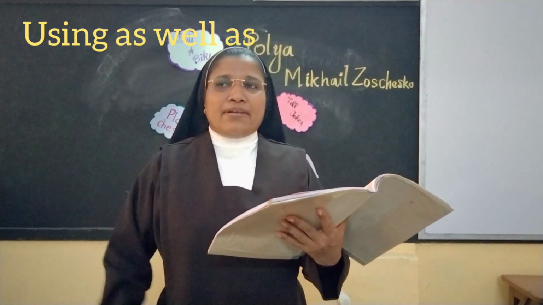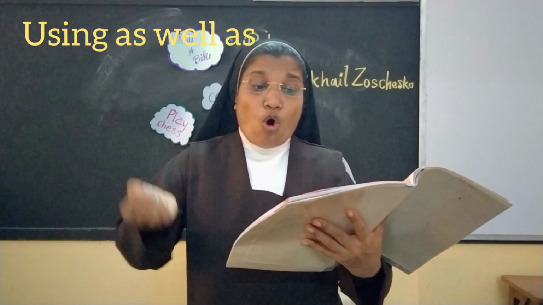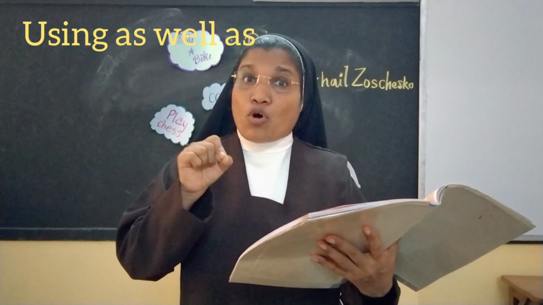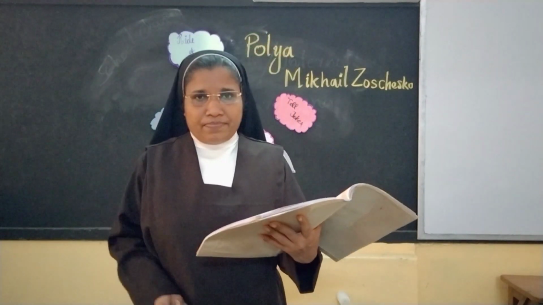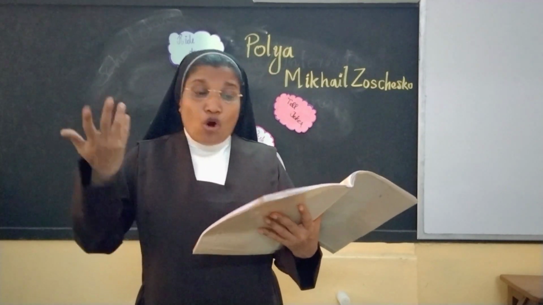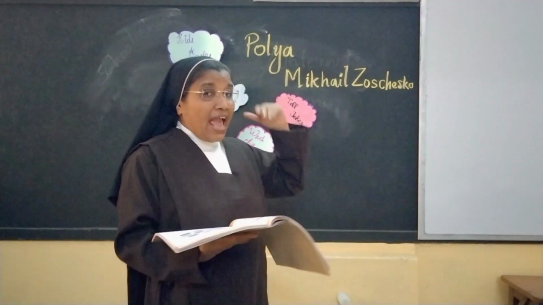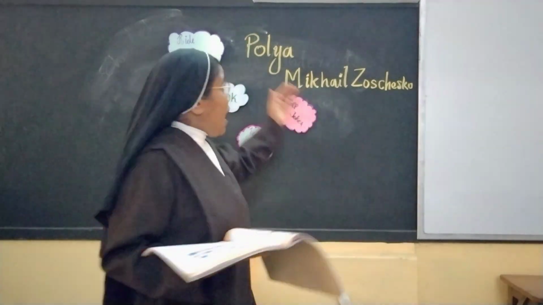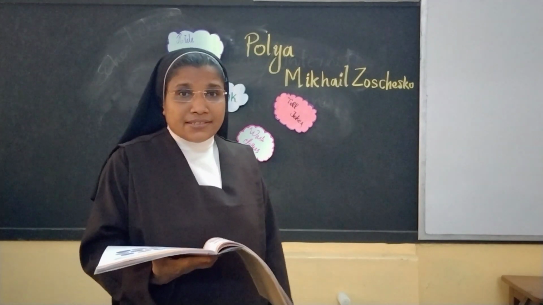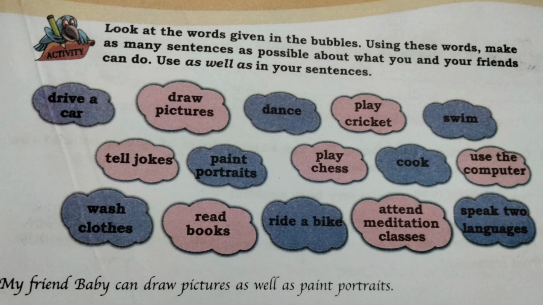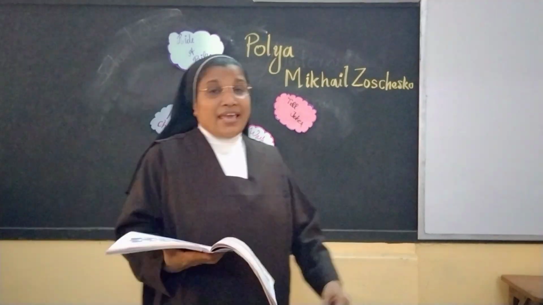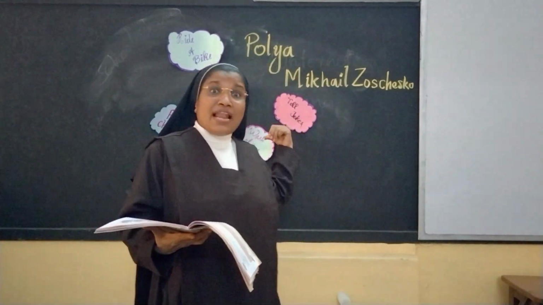So there is an example here. My friend Baby can draw pictures as well as paint portraits. My friend Baby. There you can add your own friend's name. My friend Caitlin can draw pictures as well as paint portraits. Celine Miranda can drive a bicycle as well as ride a bike. My friend Abhirami can study well as well as tell jokes. My student Pallavi can prepare coffee as well as cook.